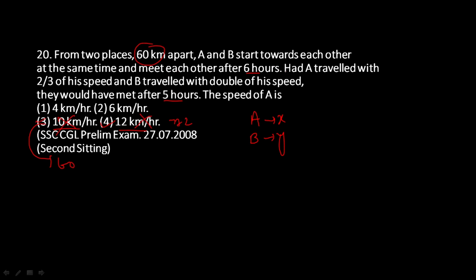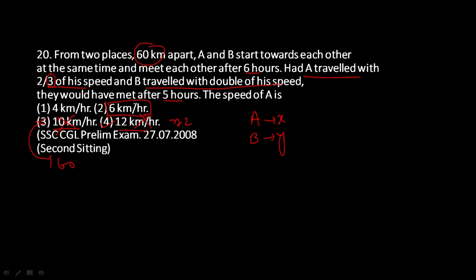Next, the question is hinting that if A had traveled with 2/3 of his speed and B traveled with double of his speed, they would have met after 5 hours. So the answer should be a multiple of 3, otherwise it will be in decimal, right? So there is only one option that is a multiple of 3, which is 6 km per hour. Is this satisfying? We're trying to satisfy it. If it is not, then it will be 4. Okay, 6 km per hour.